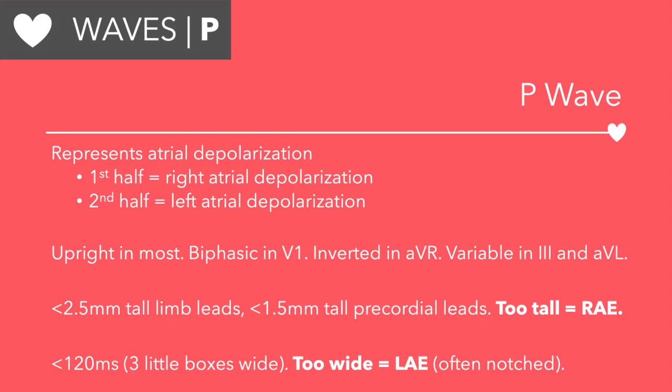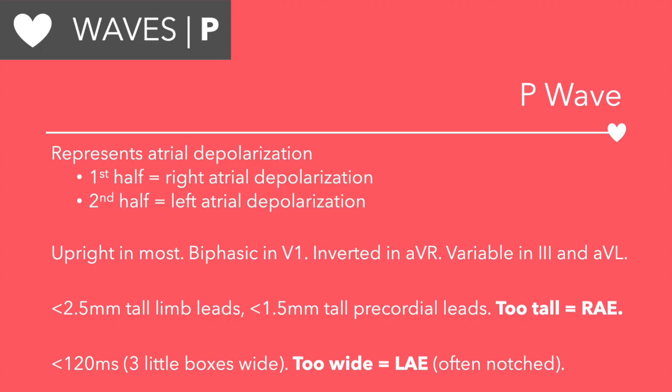The P wave. The P wave represents atrial depolarization, where the first half of the P wave represents the right atrial depolarization, and then the second half is a left atrial depolarization. The P wave is upright in most leads and biphasic in V1, inverted in AVR, and variable in lead 3 and AVL. In terms of the magnitude of the P waves, it should be less than 2.5 millimeters tall in the limb leads and less than 1.5 millimeters tall in the precordial leads.